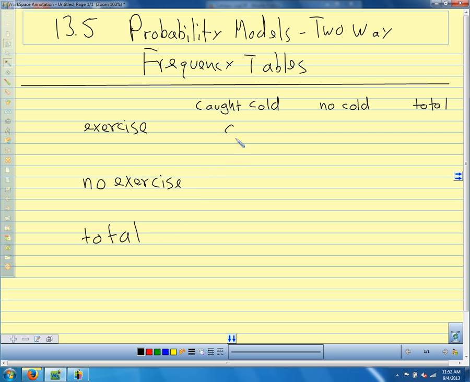So we have 8 people that exercised and caught cold. We had 30 people that exercised and did not catch cold. The total number of people that exercised then is how much? 38. We have 10 people that did not exercise and caught cold. And we have 2 people that did not exercise and didn't catch cold. So our total this way is 12. And then how many people caught cold? 18. And how many people did not catch a cold? How many total people do we have in our entire list? 50.